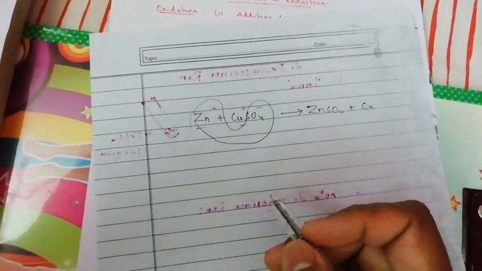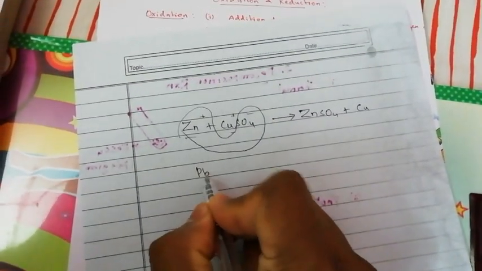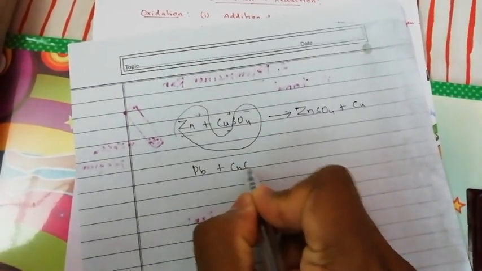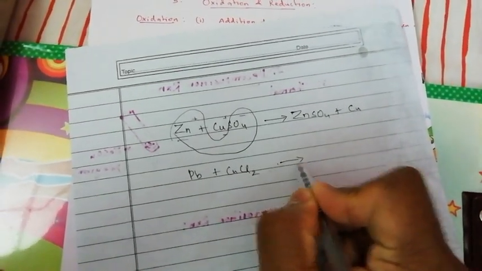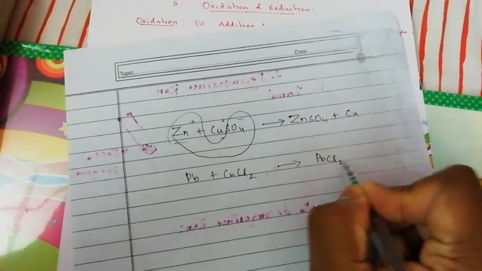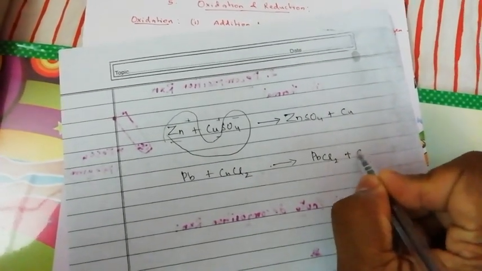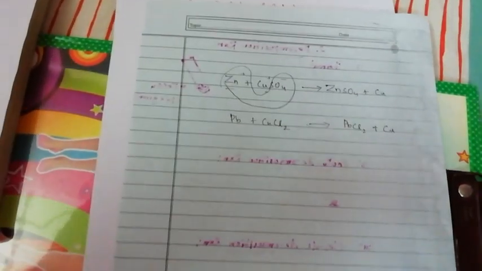This is an example of a displacement reaction. We can write one more example also. Lead reacts with copper chloride, and what happens, lead is more strong, so it becomes lead chloride plus copper. Understood? So these are some examples of a displacement reaction.